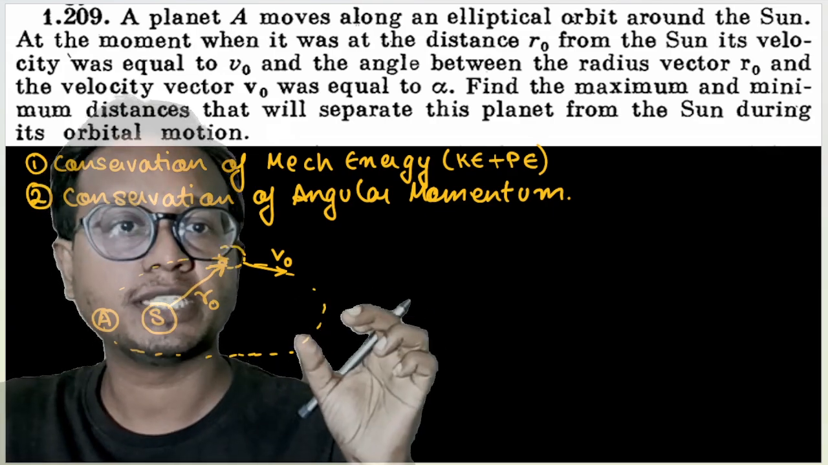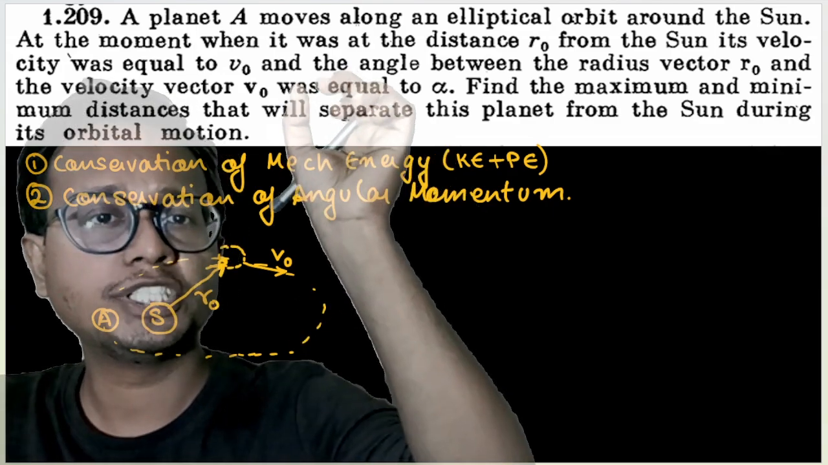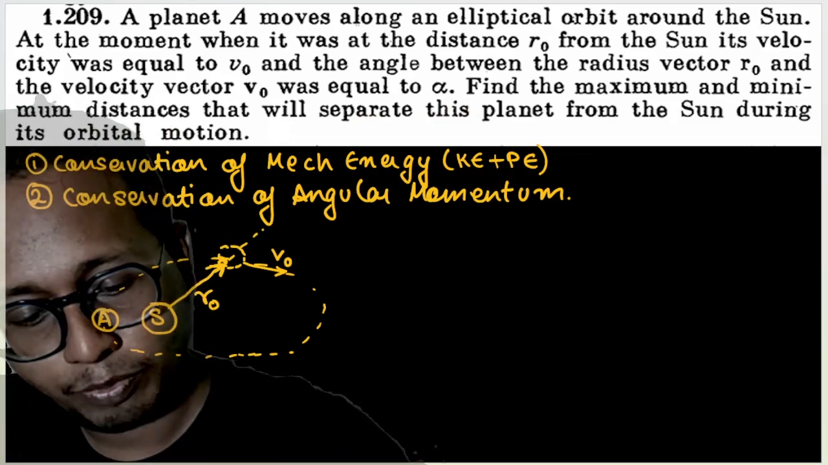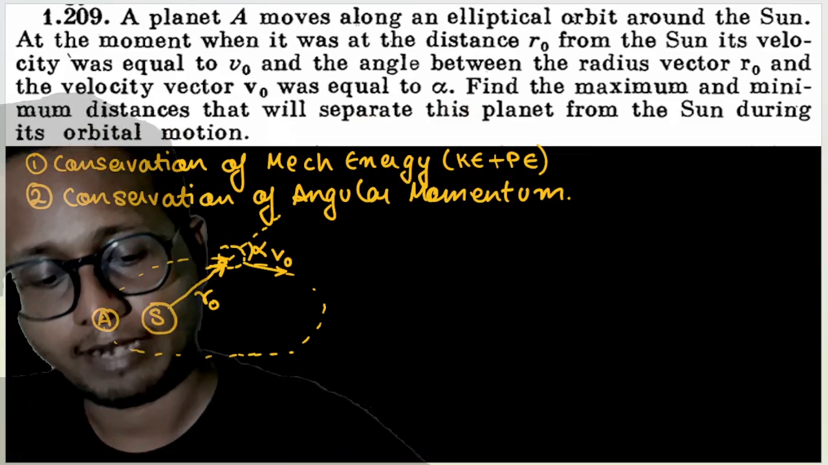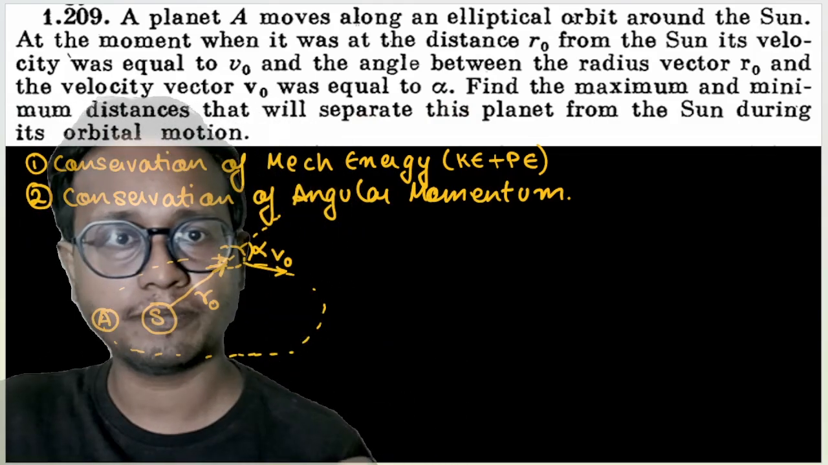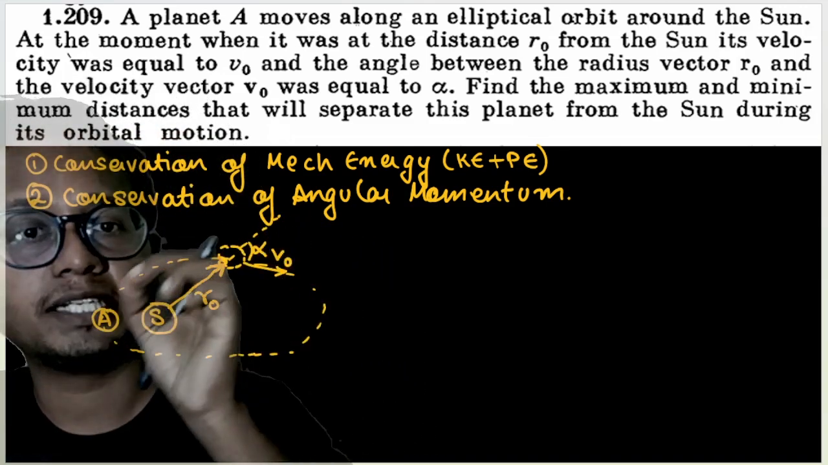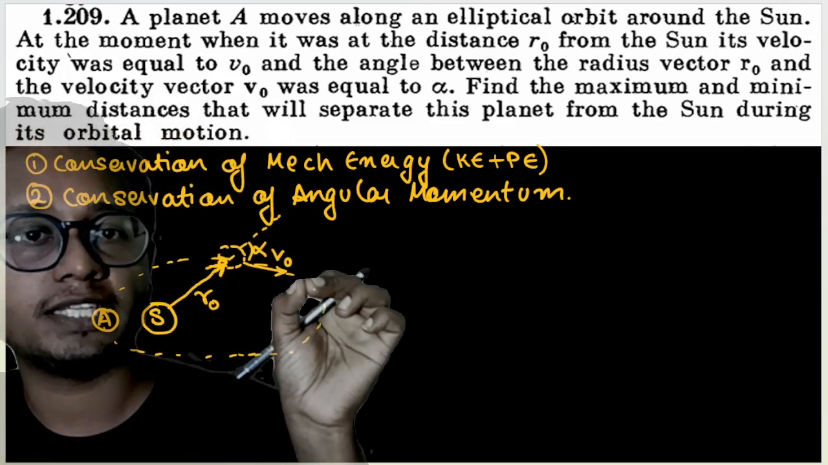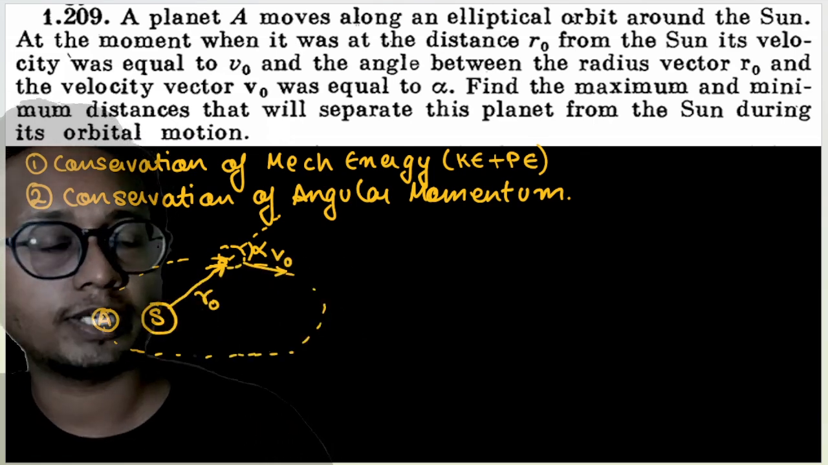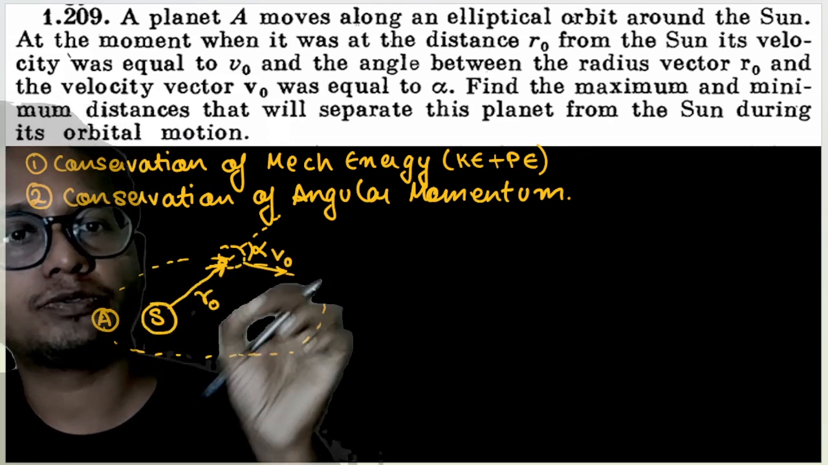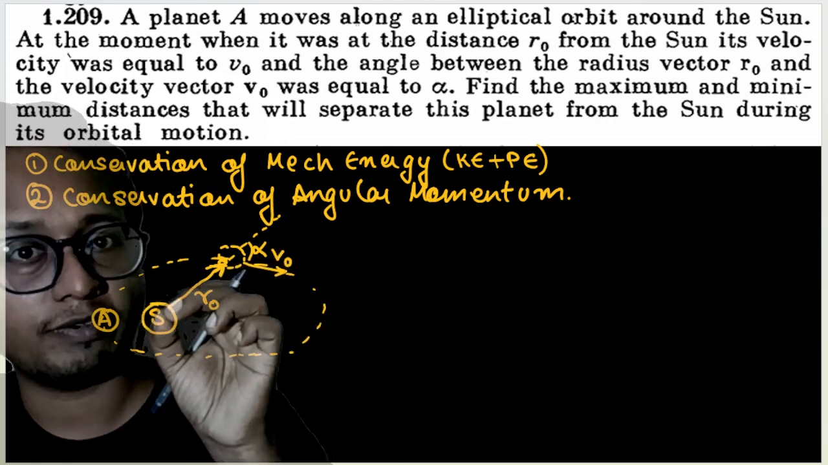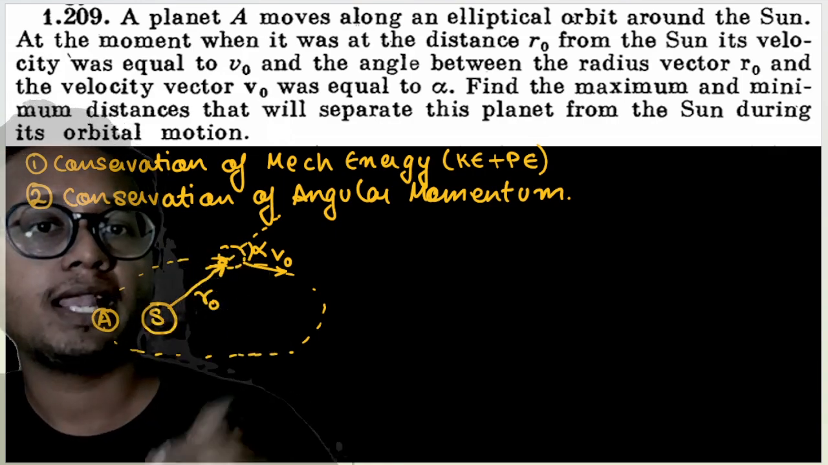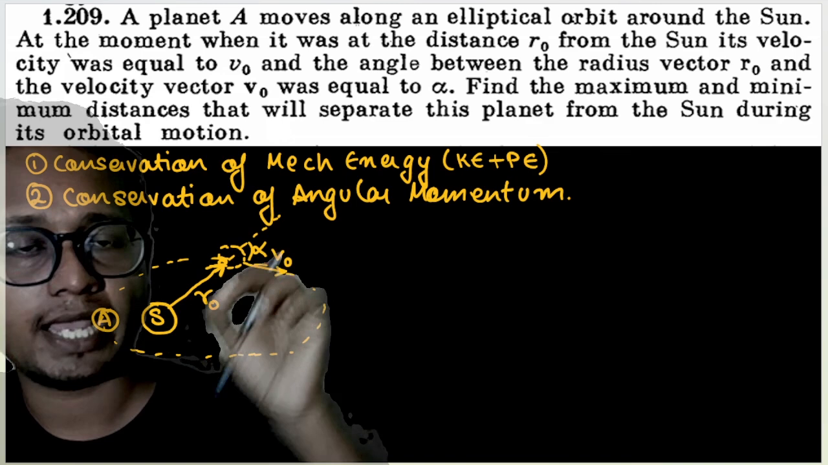And one more piece of information is given. The angle between the position vector and velocity vector was equal to alpha. So what is given in the question? At a certain point in the elliptical orbit, the position vector from the Sun was R0 and the velocity was V0. Obviously these are from the frame of reference of the Sun, that means the Sun is the origin out here. And the angle between R0 and V0 is alpha.